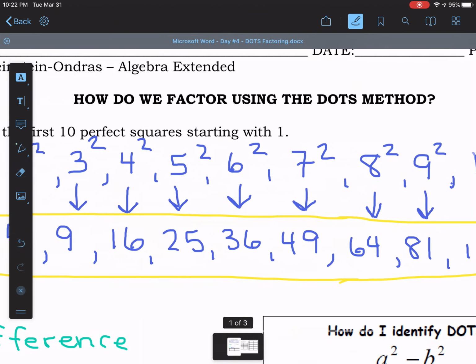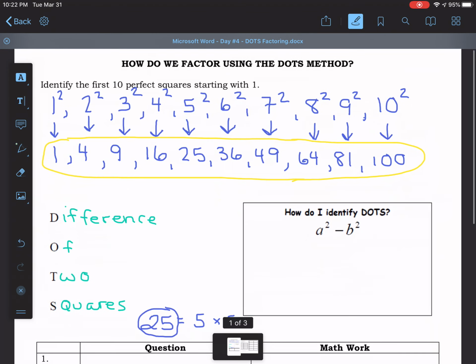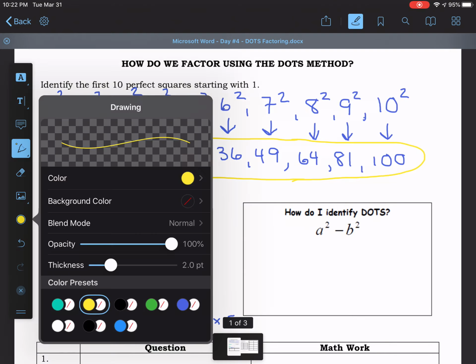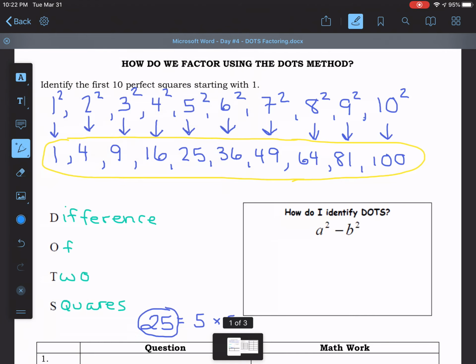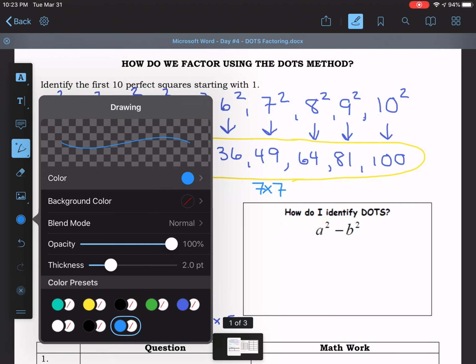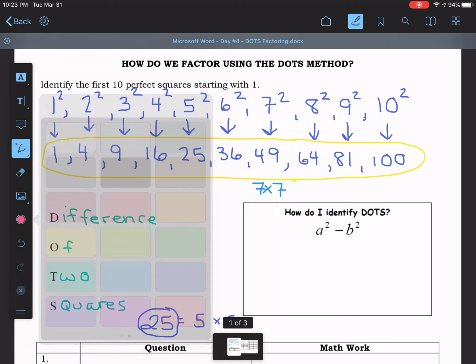So the numbers that we have right now on the bottom, these are our perfect squares, okay? So all of these numbers can be written as the product of two numbers that are exactly the same, okay? So for example, 49 can be written as 7 times 7, okay? So we say that the square root of 49 is equal to 7, okay?